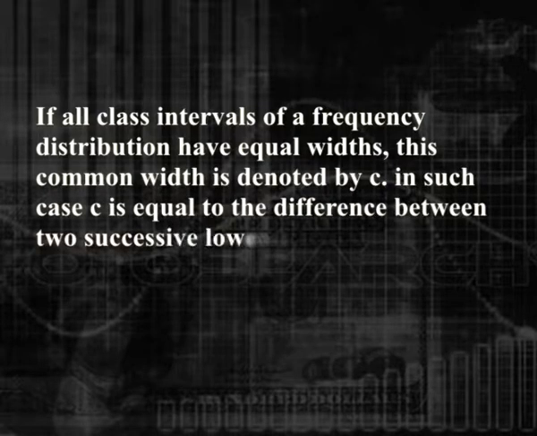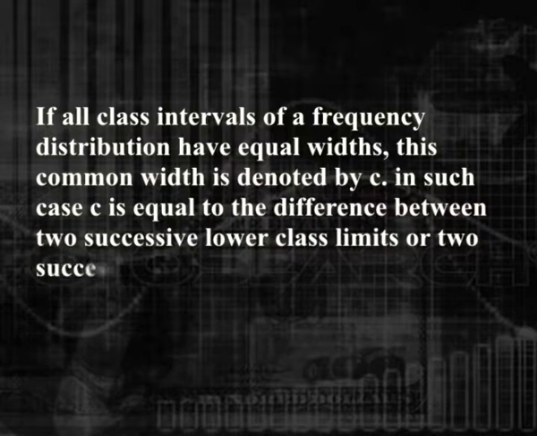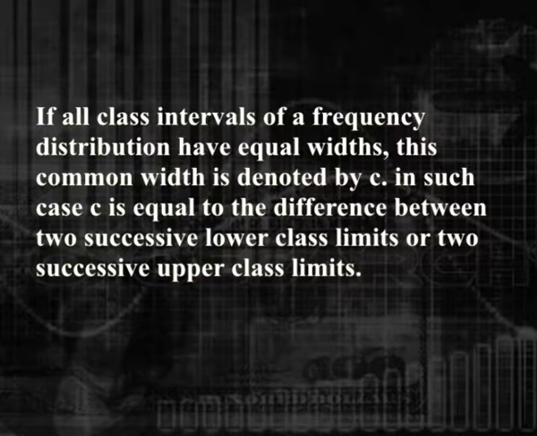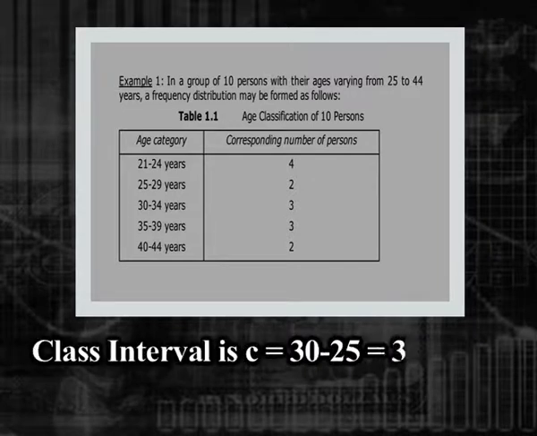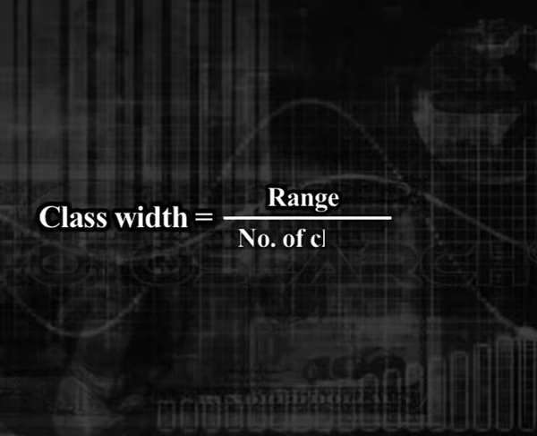In such case, C is equal to the difference between the two successive lower class limits or two successive upper class limits. For example, in table 1.1, the class interval is C is equal to 30 minus 25, which is equal to 35 minus 30, which is equal to 5. If we have to decide the class width of the class from the given data, it will depend on the number of classes we want to construct. The class width can be calculated as range divided by the number of classes.